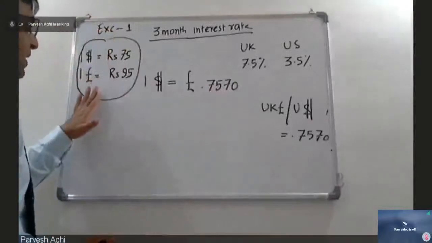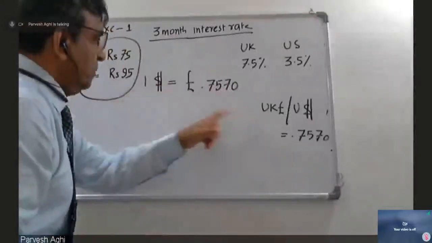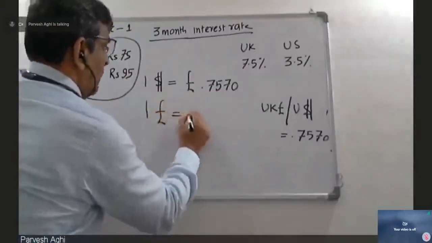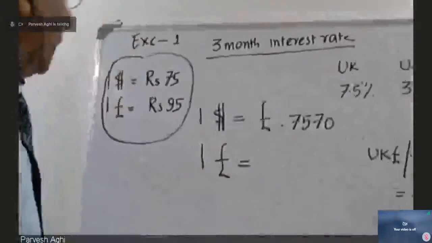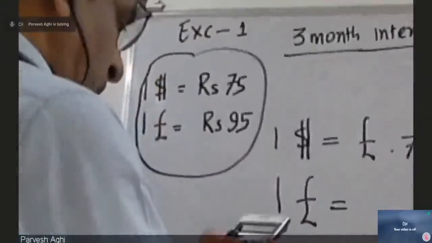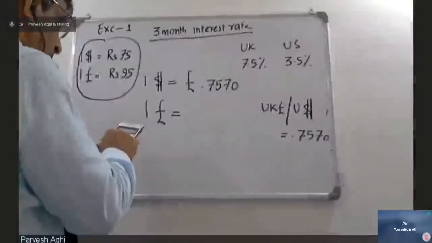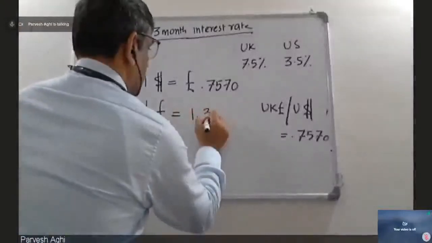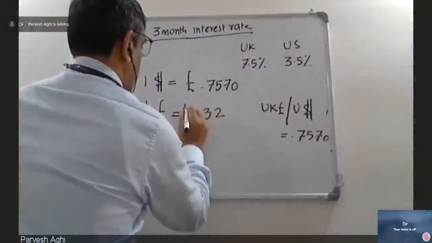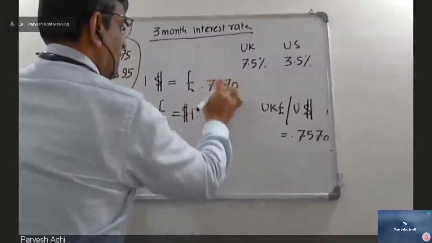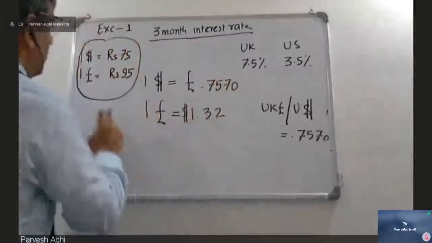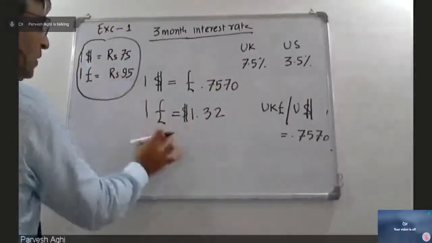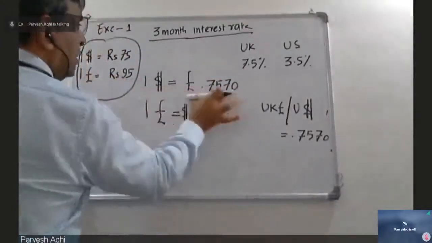Okay, you must apply this sense that this quotation means $1, because if you say 1 pound is equal to how many dollars, it will be actually the reverse of it. Okay, so you will get more dollars, $1.32. I have done a reciprocal of it, so 1 divided by 0.75. So 1 pound is equal to $1.32. Remember here, 75, 95. So that means for pounds you will get more dollars, but for $1 you will get less pound.